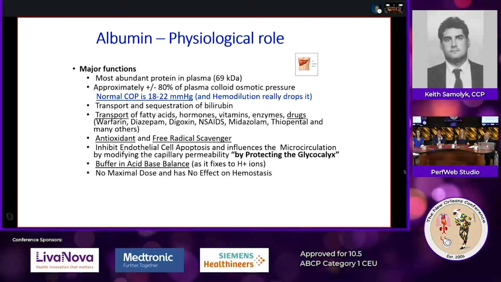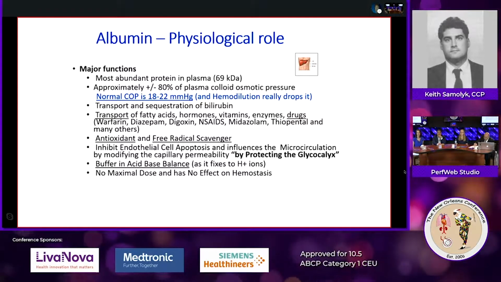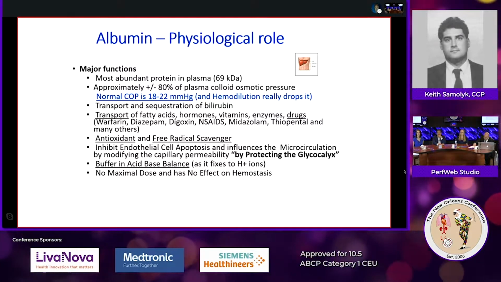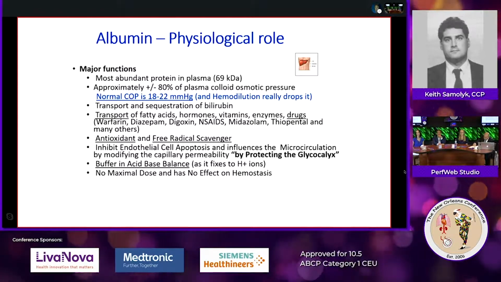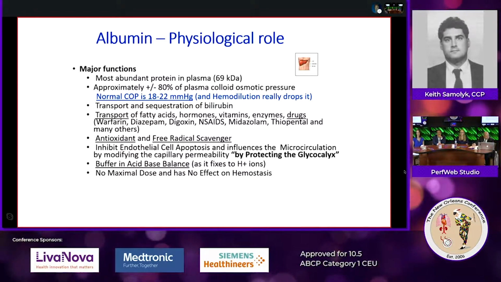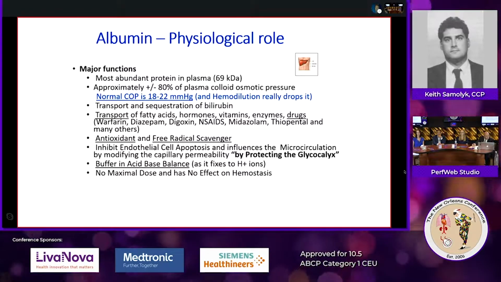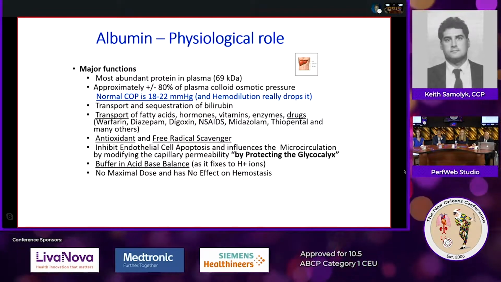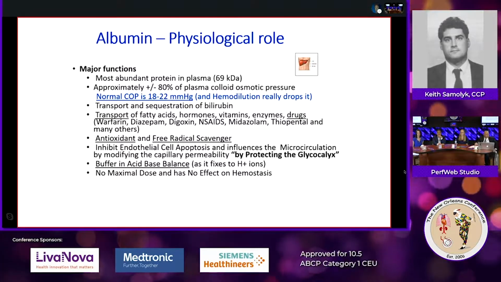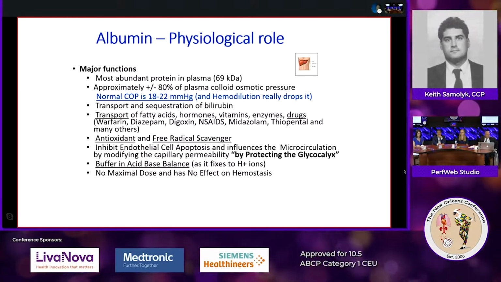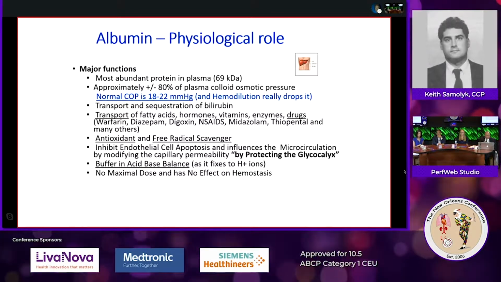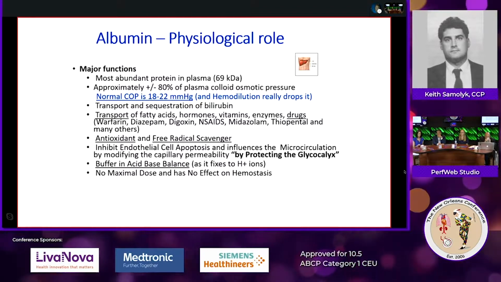So again, let's go over a couple more things about albumin. It's the most abundant plasma protein. It's about 69,000 Daltons. It offers about 80% of the colloid osmotic pressure. Normal colloid osmotic pressure, again, is 18 to 22. Hemodilution really drops this. One of the big functions it does is it transports the sequestration of bilirubin, but also it transports fatty acids, hormones, vitamins, enzymes, drugs. Some of the big ones are warfarin, diazepam, DIG, NSAIDs, and thiopental, and many, many other drugs are all carried by albumin.